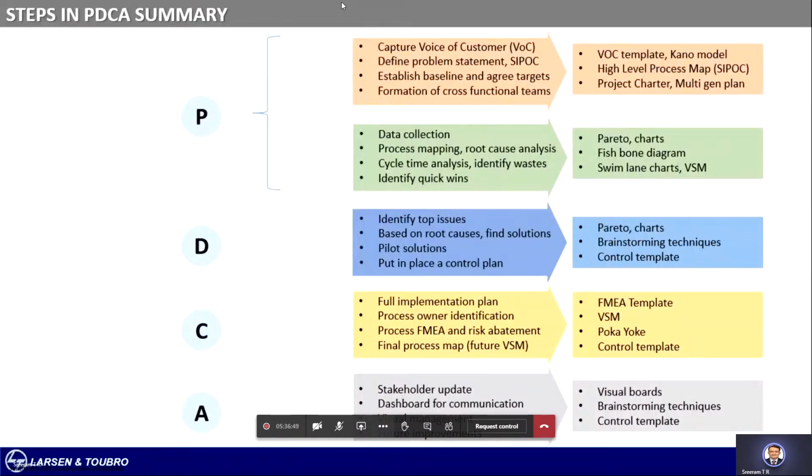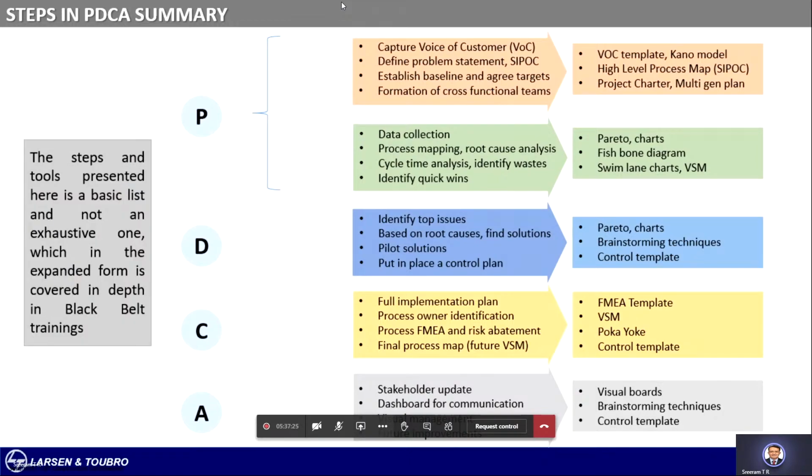We will visit all these phases, and after each phase, the idea is to have a review with your leadership. There is a very, very simple format in which we will arrange the discussion, just to make sure that the stakeholders are updated properly, and we will get into that. So that is a takeaway, the steps in the PDCA summary.